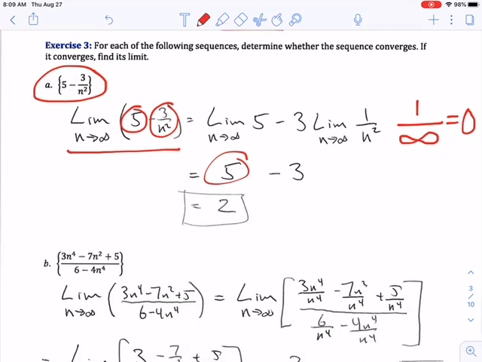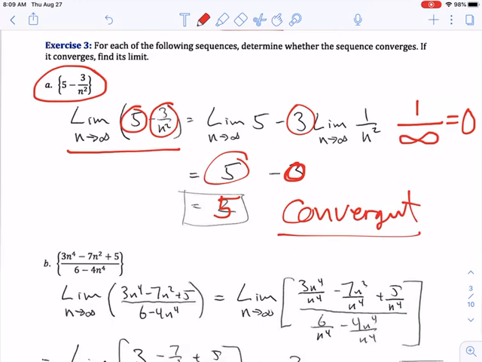So 0 times 3 is not 3, it is 0. And so 5 minus 0 is 5. So the limit is 5. And since this limit is 5, we say it is convergent. All right, it is convergent.